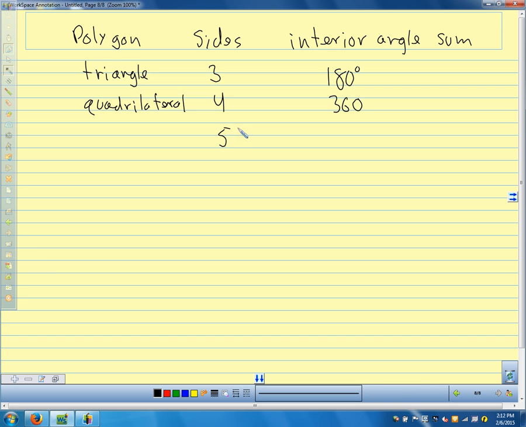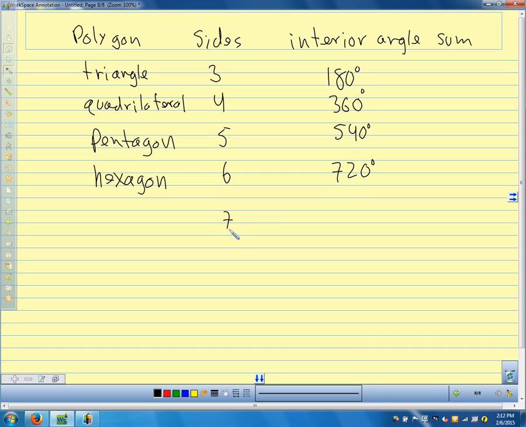5 sides. What's that polygon? Pentagon. And all those angles add up to, what was it? 540. 6 sides. What's that shape called? Hexagon. Hex means 6. And what would all the interior angles of a hexagon add up to? 720. What are we doing each time here? Adding 180. They go up by 180 each time.